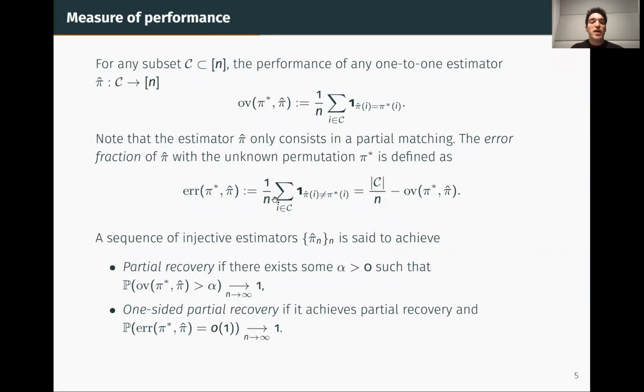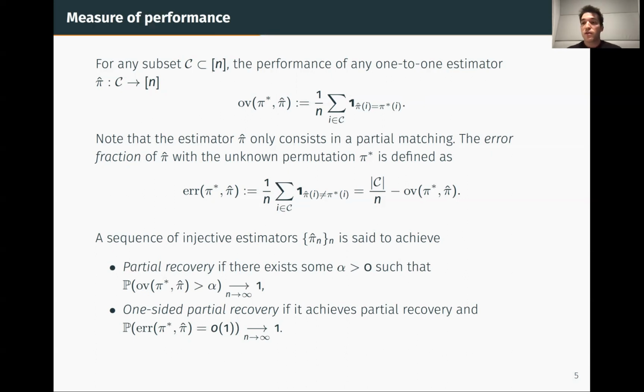So we now define two different notions. First of all, we say that a sequence of estimators achieves partial recovery if the overlap is strictly positive with high probability. All right, so this is very natural. We want, say, to be able to recover at least 30% of the nodes. Okay, so this is partial recovery.